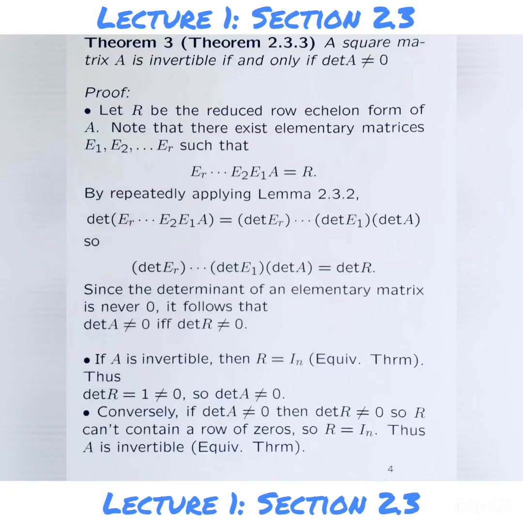Because remember, the reduced row echelon form of a matrix can be one of two things. It's either the identity matrix, or it's a matrix that's going to have at least one row of zeros. So it's either one of the two. If a reduced row echelon form doesn't have a row of zeros, it's going to force that reduced row echelon form to be the identity matrix. And because the reduced row echelon form of A is an identity matrix, it's going to force A to be invertible by the equivalence theorem.